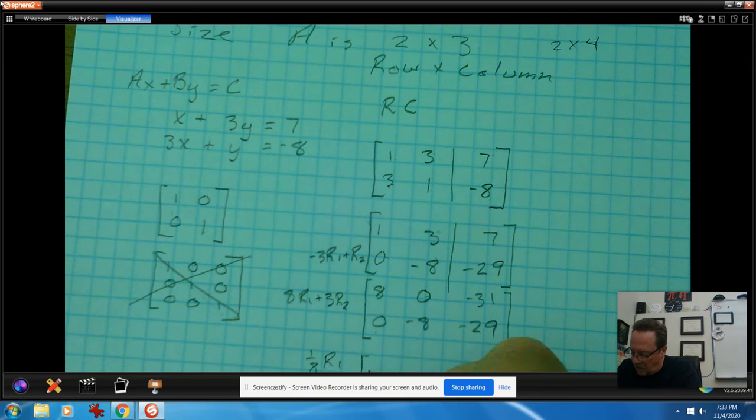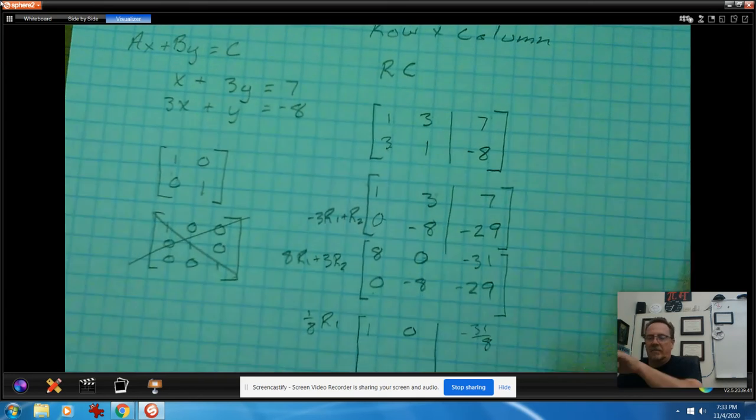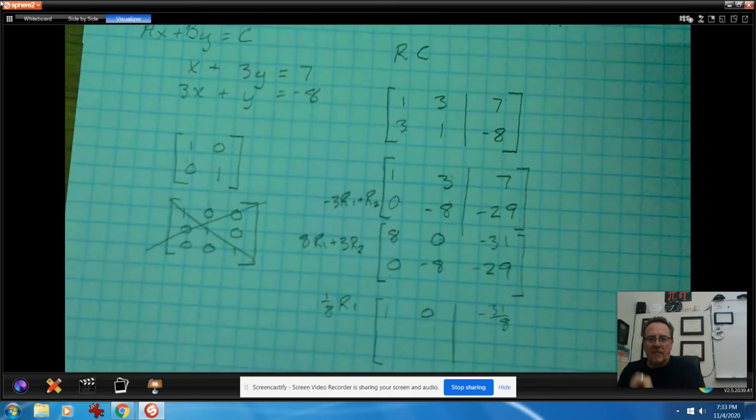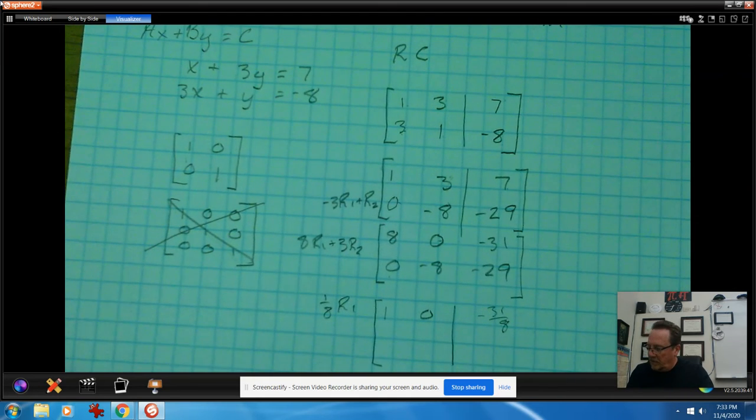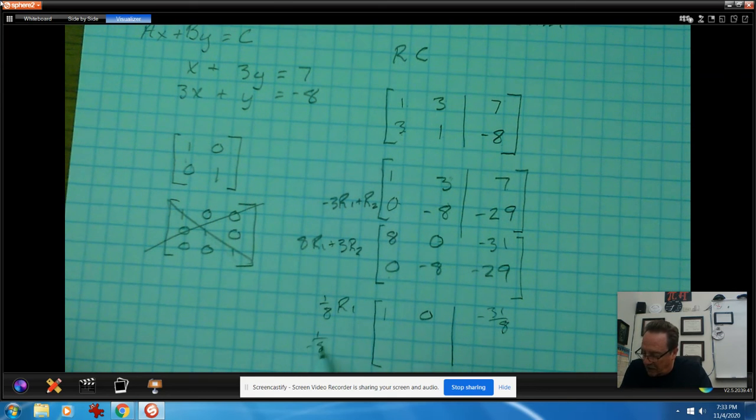8 divided by 8 gives me 1. 0 divided by 8 gives me 0. There's my augmented piece. And then I have negative 31 divided by 8, which is going to give me negative 31/8, which is a totally ugly number. But that's what I get. And then I'm going to do the same thing here, but I'm going to divide by negative 8, or multiply by negative 1/8 times row 2.